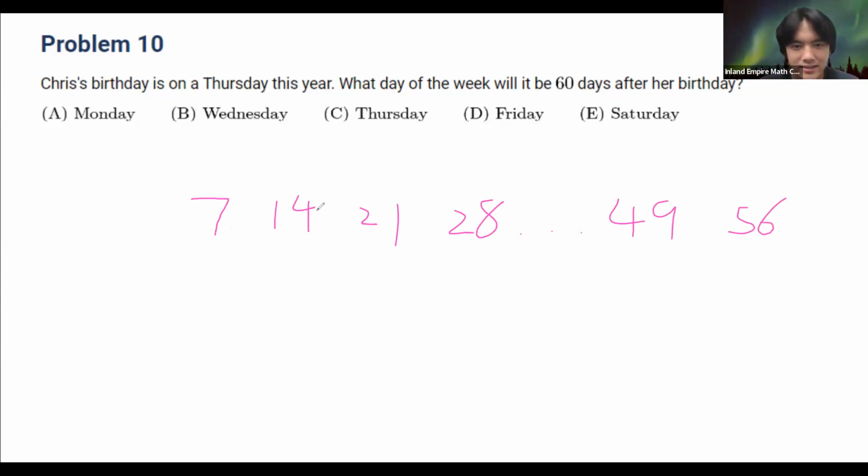57 after Thursday is Friday. 58 days after Thursday is Saturday. 59 days after Thursday is Sunday. So 60 days after Thursday would be Monday. So the correct answer here is A.